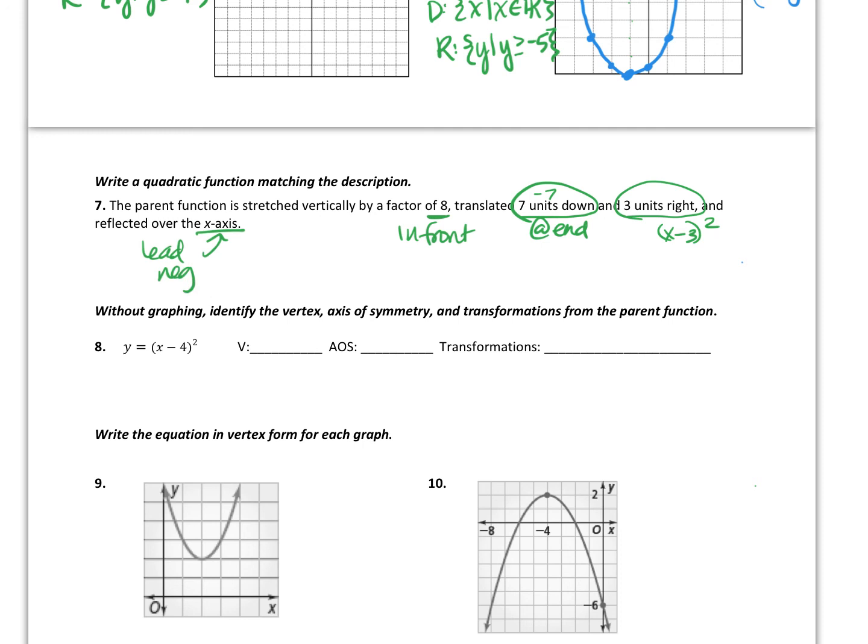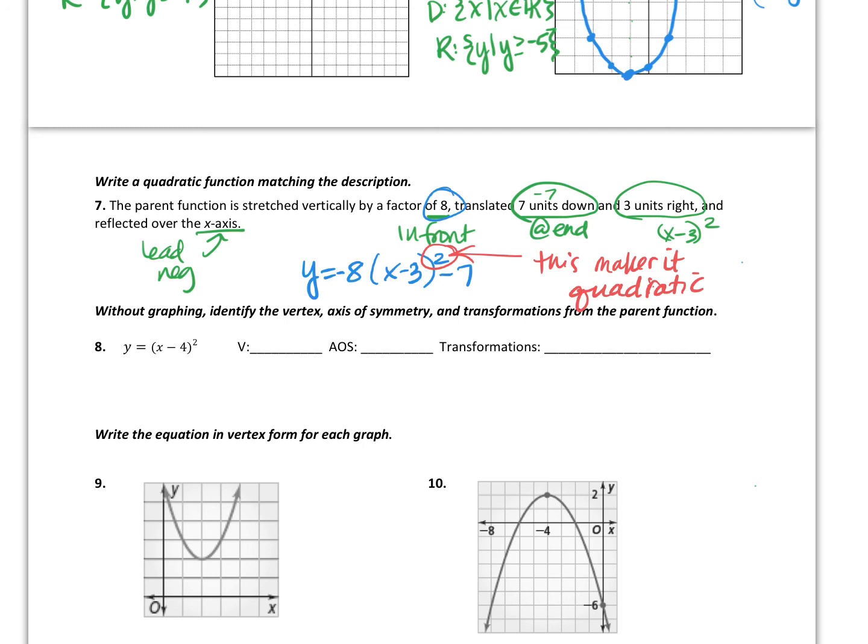So let's write this equation. It's going to be y equals, so 8 goes in the front, and it's negative, a lead negative, so -8. And then it's going to be the x minus 3, but I have to have it squared, and then a -7. Now, don't forget the squared. This makes it quadratic. A lot of students make a mistake here and forget that squared, so don't forget that, all right?